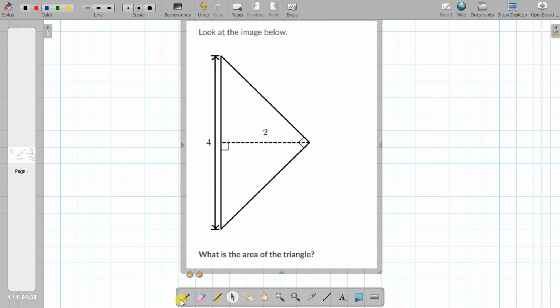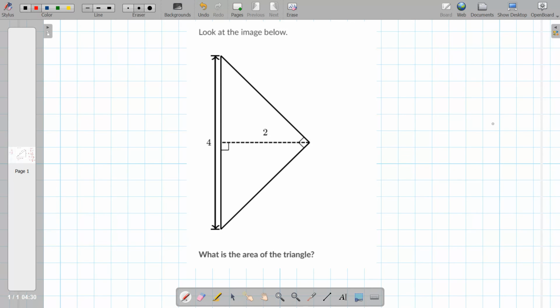Look at the image below. What is the area of the triangle? Okay, so the area of the triangle, we know it's the base times the height divided by 2. What is the base here? The base here is 4. Okay, so we see that this side here is the base, and the height, the line that goes perpendicular to the base in a right triangle and goes from the base to the highest point of the triangle, is 2.